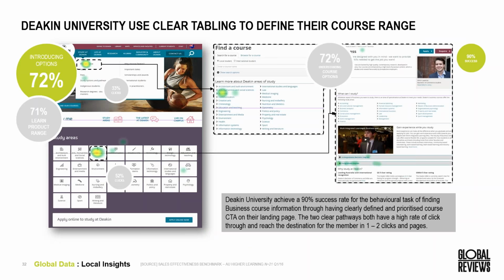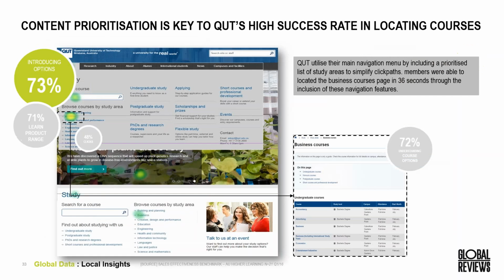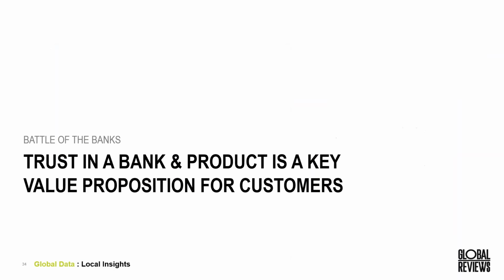Again, the universities also have a very complex product range, so they show this. This is an example of Deakin University, and they use a very clear table and, again, icons to quickly highlight the various courses that they offer for students. Again, QUT is another example of this, where they've prioritised their courses, and so they know that business, for instance, is a key course for customers and make this top of mind within their various navigation menus.